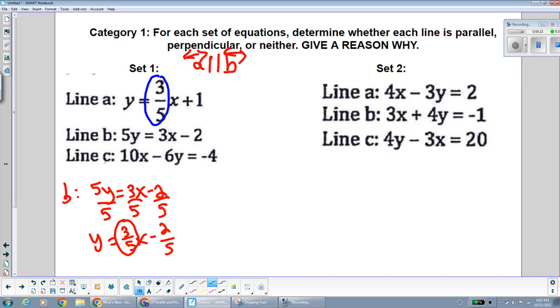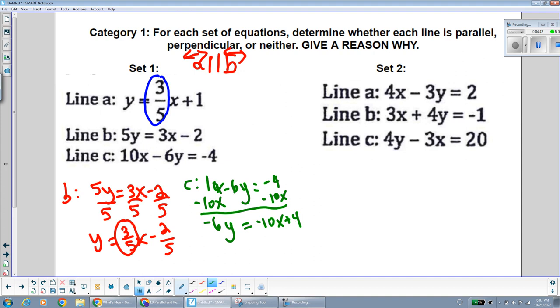And then finally, I'm going to solve out line C for y. So we have 10x minus 6y is equal to -4. I'm going to subtract 10x from both sides to move it away from the y term. Oops, -4, my bad, that's a -4 that we have here. And then finally, I'm going to divide by -6 to get y by itself. So that is positive 5 over 3x plus 2 over 3. So I see the slope of line C is 5 over 3.